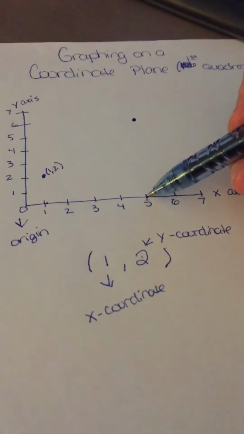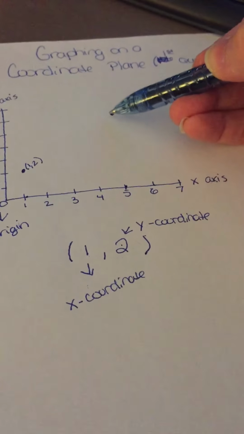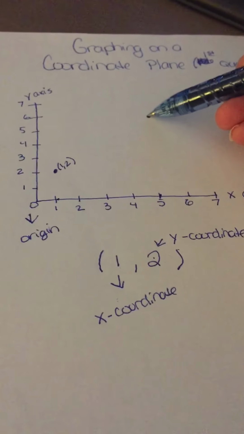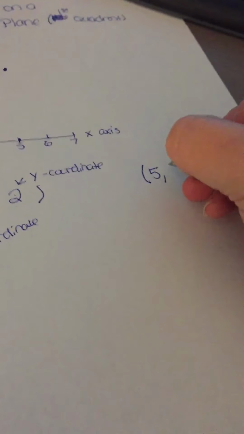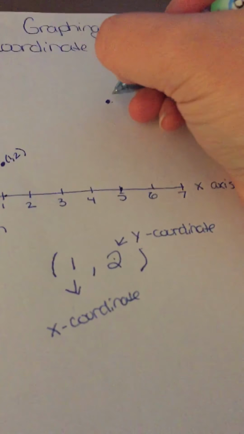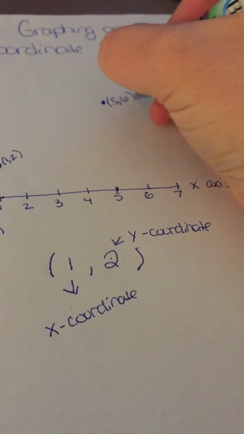And then continuing from there, we need to go up or along our y-axis, and I can see that I had to move up 6 spaces. So my y-coordinate would be 6. So the location of this point would be 5, 6.